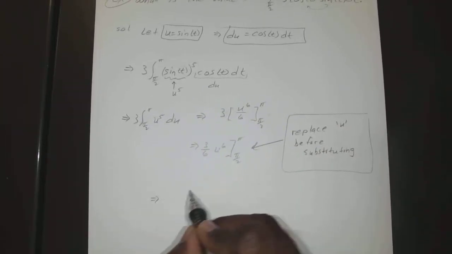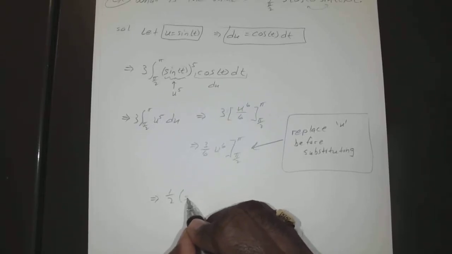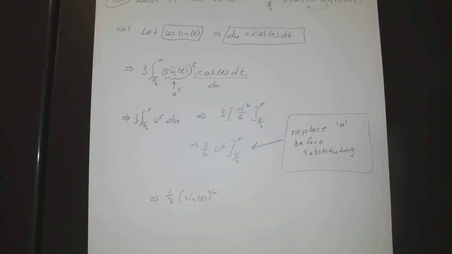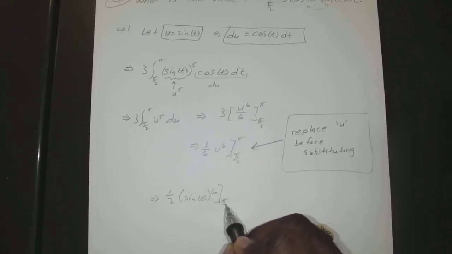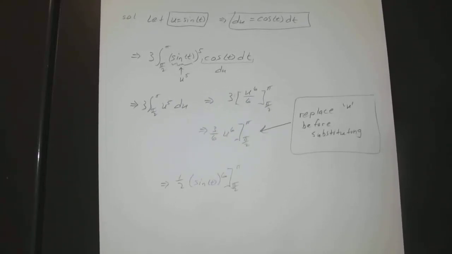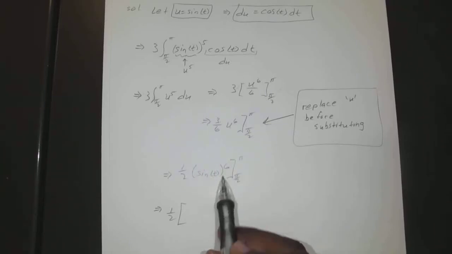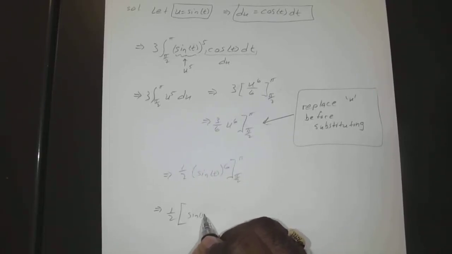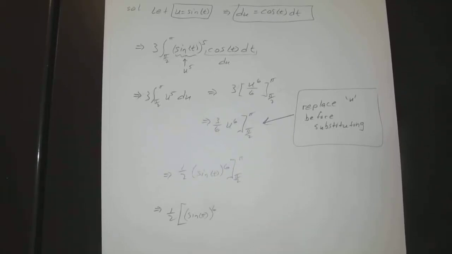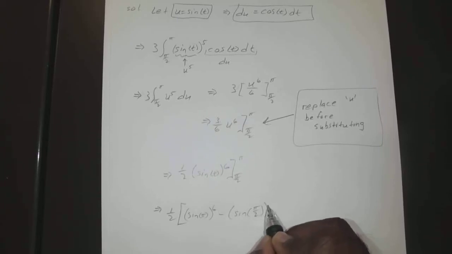Okay, so that just becomes 1/2. And instead of u to the 6th, that's sine of t to the 6th, from pi over 2 to pi. Okay, so now you can plug them in. So you have 1/2 times sine pi to the 6th power minus sine of pi over 2 to the 6th power.